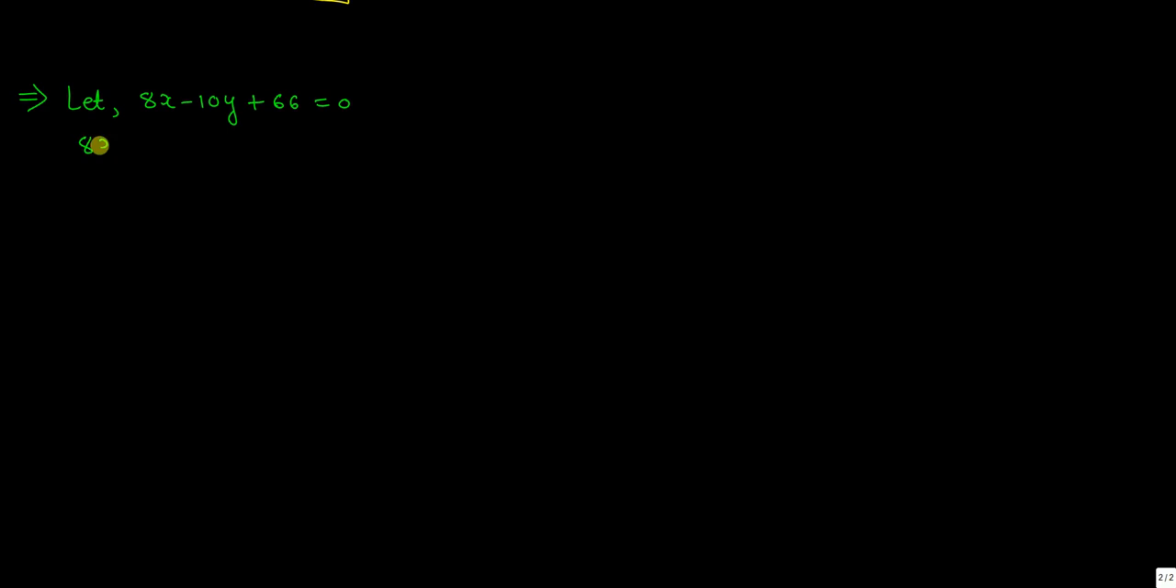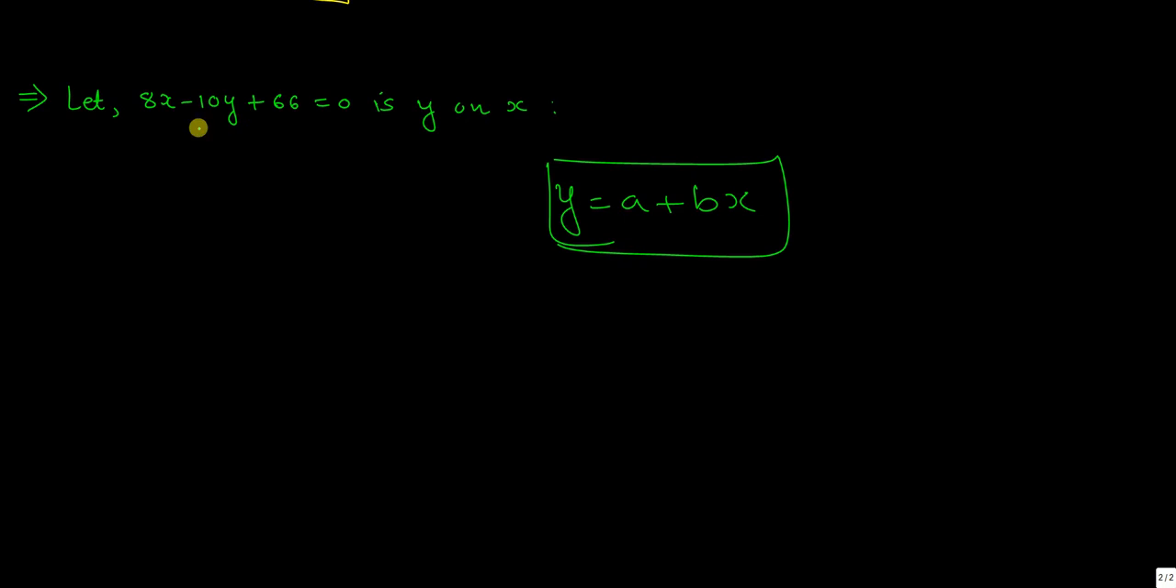Looking at the first regression line, 8x minus 10y plus 66, we need y on x. So what is the form of y? y equals a plus bx. From equation one, moving the 10y to the other side, it becomes plus. So 8x plus 66 is equal to 10y.